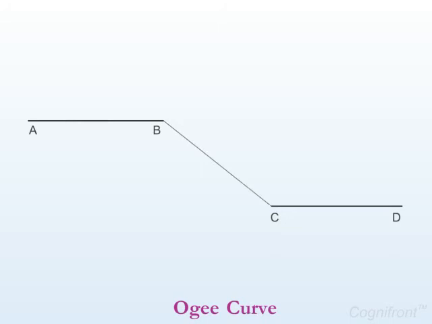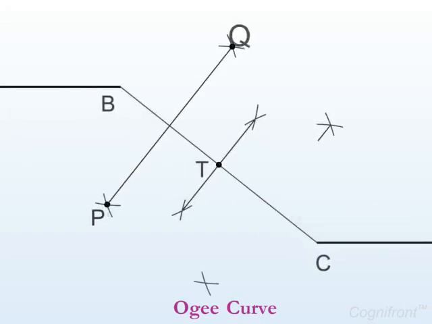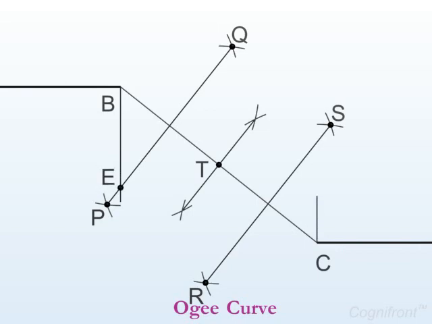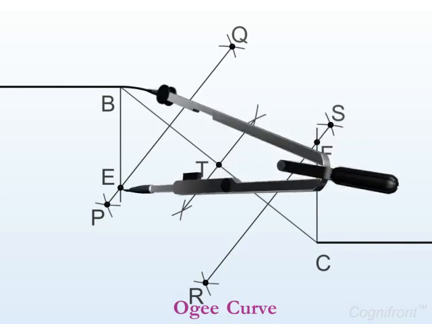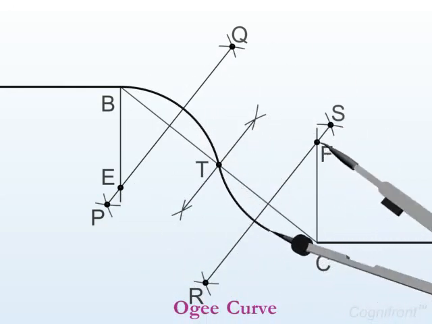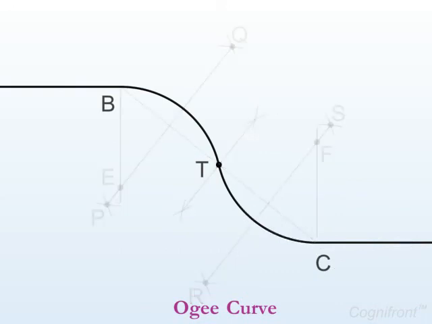Join points B and C and bisect the line BC to obtain its center point T. Further bisect line segments BT and CT. From point B, draw a perpendicular line to cut the bisector line PQ at E. And from point C, draw a perpendicular line to cut the bisector line RS at F. With points E and F as the center points and radii equal to EB and FC, draw arcs BT and CT. The arc BTC is the required ogee curve.